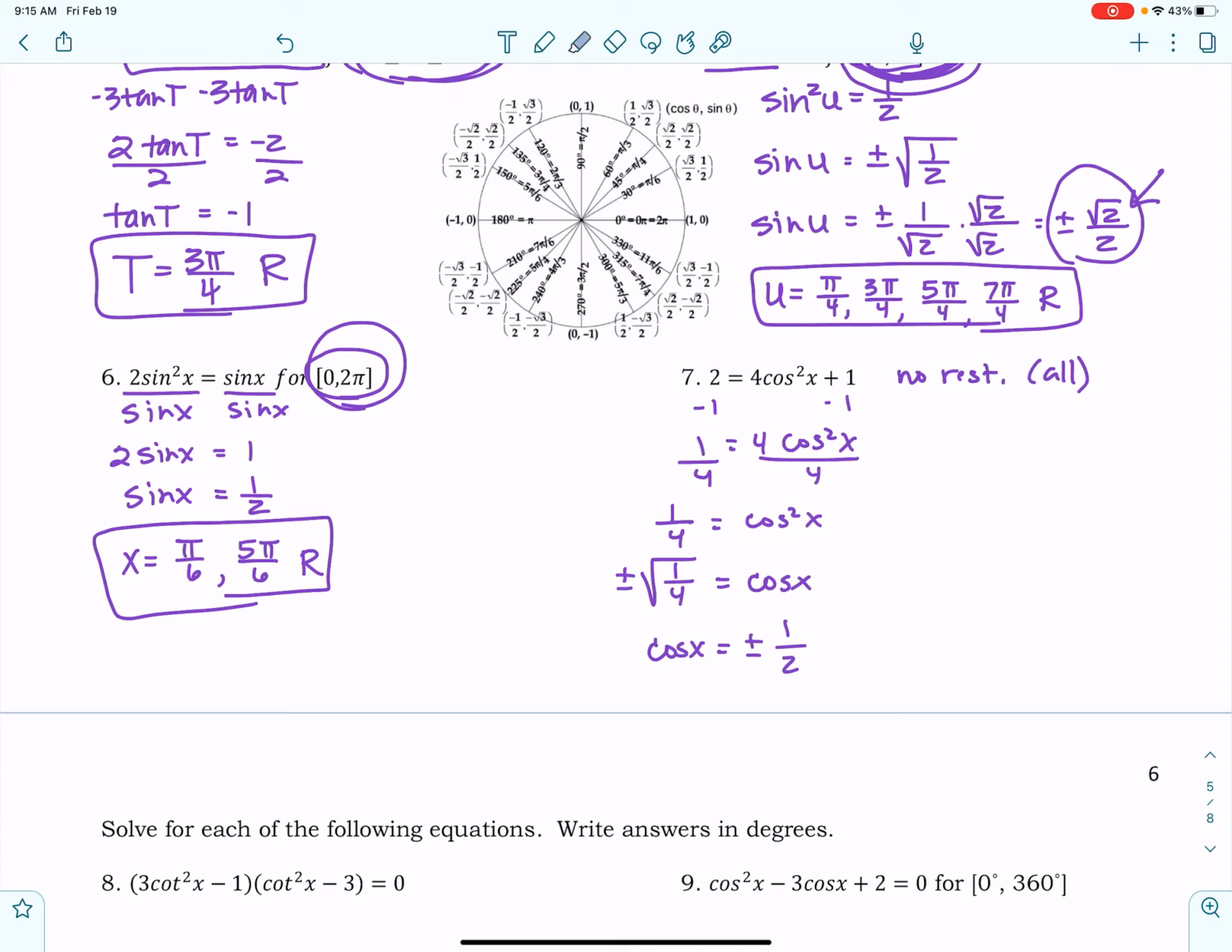Where's that occurring? Well, it's occurring right here, right here, right here, and right here. But I have to account for all rotations of a whole circle. And remember, it's in radians. So x is equal to pi over 3 plus every possible rotation of the circle. So 2 pi n, remember n is an integer. That means it can be positive or negative. X is also equal to 2 pi over 3.